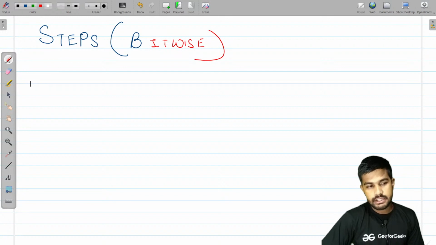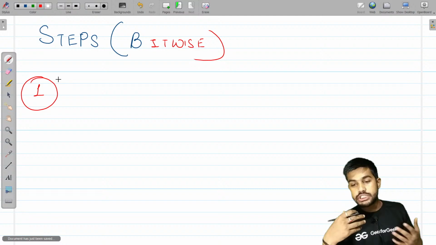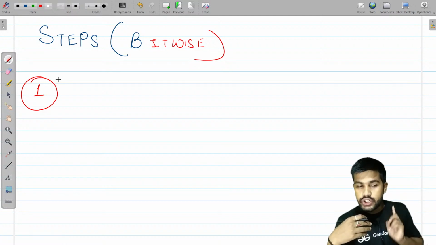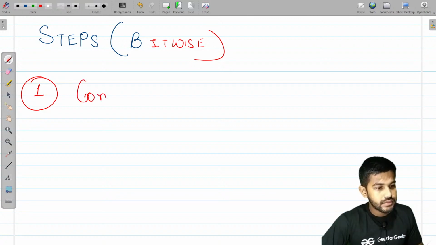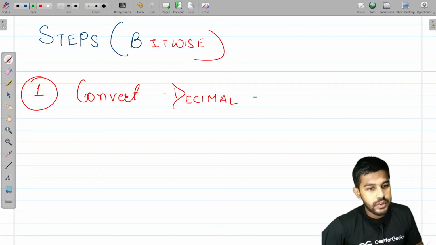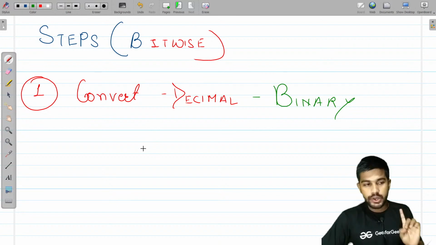For bitwise itself, what are the 2 main important steps? Suppose you got a question of bitwise operator, how would you try to solve it? The first thing which you would try to do is convert decimal to binary. The first thing which you should do, okay?